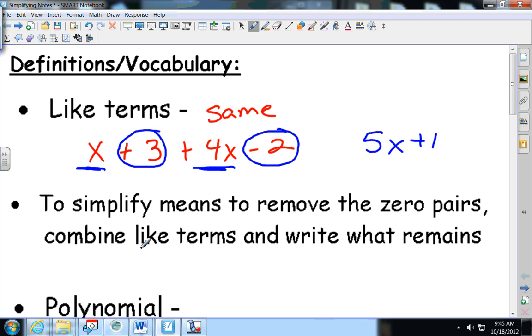To simplify means to remove the zero pairs. Combine the like terms and write what remains. Remember, zero pairs are like when you have a positive and a negative. They make 0. Just like 1 minus 1, when you cross them out, when you put them together, they make 0.